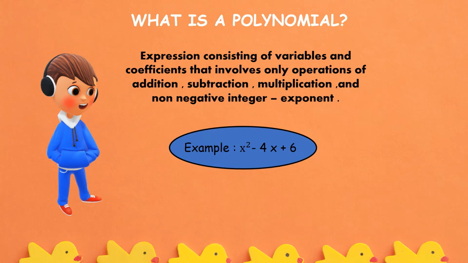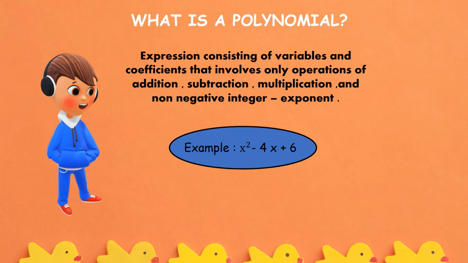For example, look at x squared minus 4x plus 6. This is an example of a three-term polynomial, where x squared is one term, 4x is another term, and 6 is the third term. And you might be fascinated to know where the word polynomial was derived from.